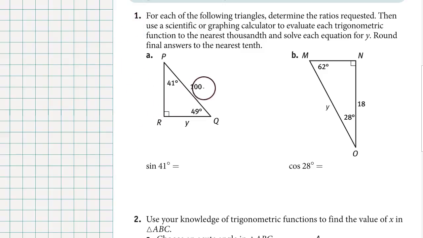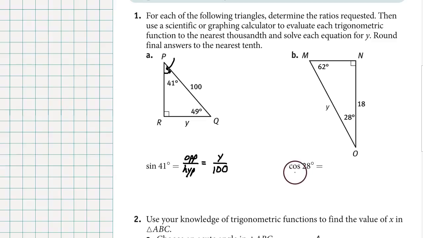We have a right triangle with some numbers. We're asked for the sine of 41 degrees. So we want to look at the 41-degree angle. That's this one here, angle P. The sine function from the definitions yesterday is opposite divided by hypotenuse. The side that's opposite from the 41-degree angle has the variable y written on it, and the hypotenuse of this triangle has the 100 written on it. So we create the equation sine of 41 degrees equals y over 100.